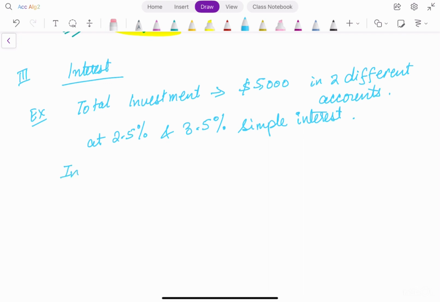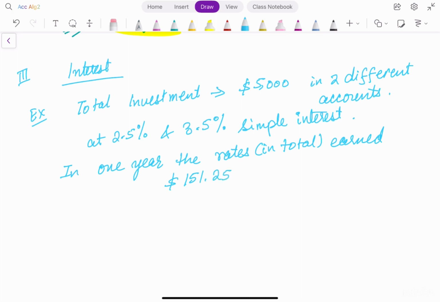Further, the question says that in 1 year, these two rates of interest have helped you earn $151.25 on your total investment. So what was our total investment? 5,000. So on 5,000, after 1 year, both accounts combined together gave you interest of 151.25 as the earned income. Now the question asks how much is invested in each account.